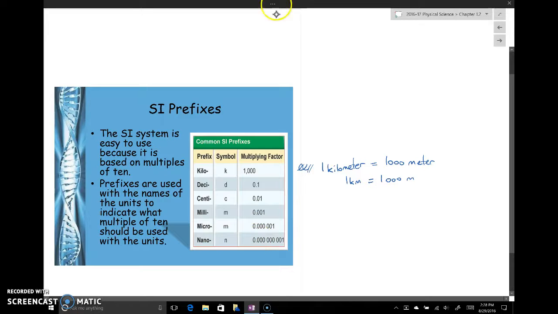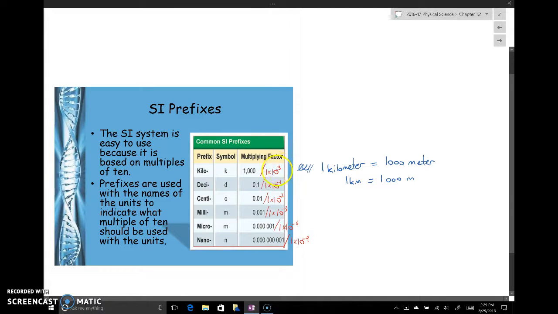So we might also decide to put these in scientific notation. So this would be 1 times 10 to the third. This would be 1 times 10 to the negative 1. This would be 1 times 10 to the negative 2. 1 times 10 to the negative 3. 1 times 10 to the negative 6. And 1 times 10 to the negative 9th.